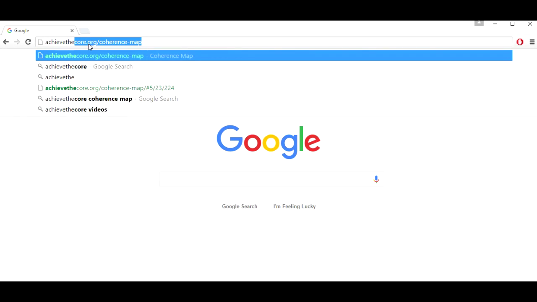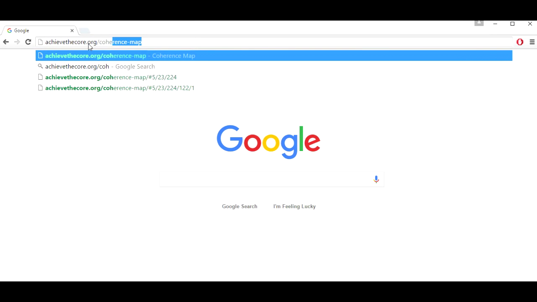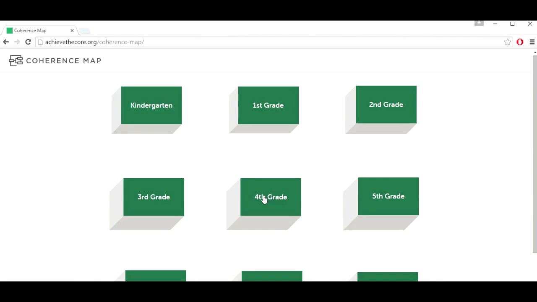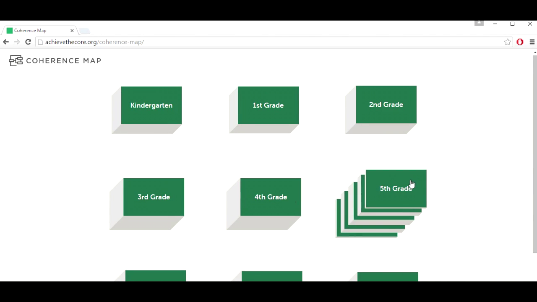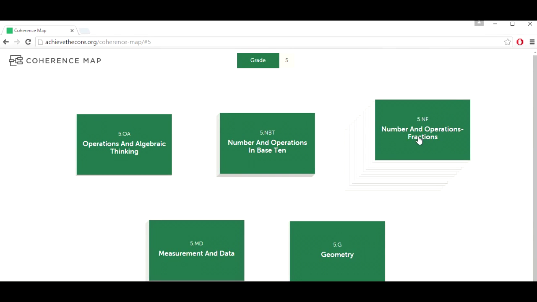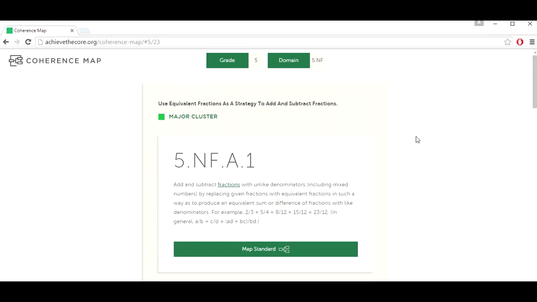It's an outline of a discipline. And when you outline a discipline, it's like a skeleton. It has joints. It has connections. So at achievethecore.org/coherence map, we can see some of those connections between the elements of the list. So look at 5th grade. Let's go find that fraction expectation. It's over there in fractions. Click on that. There it is, add and subtract fractions with unlike denominators.